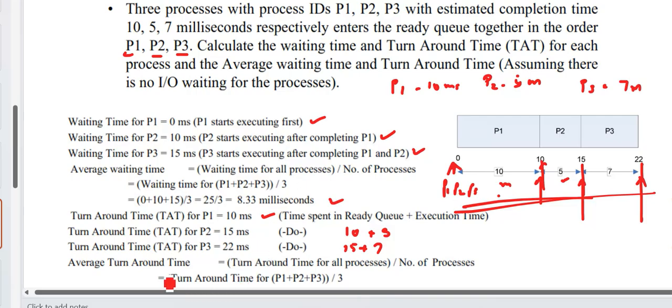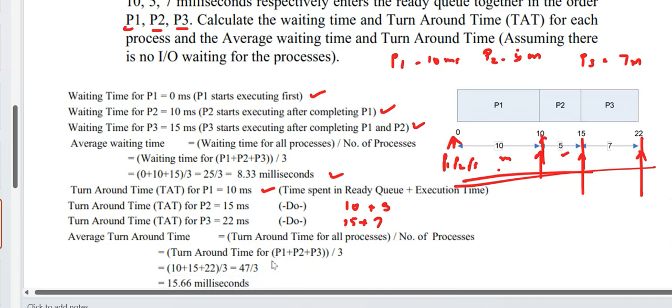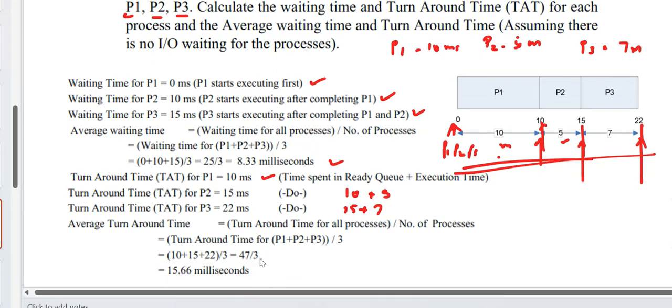So individual TAT for P1 is 10, P2 is 15, P3 is 22 milliseconds, and for the average you add all these three, 10 plus 15 plus 22, divided by 3. That will give you the average turnaround time of 15.66 milliseconds. So this is the first problem. If you understand this, other problems you can easily do.